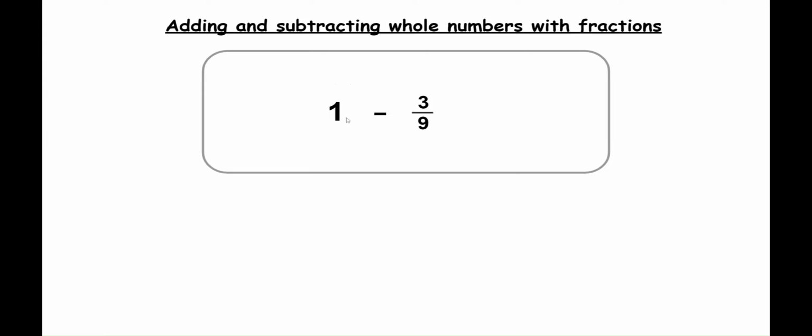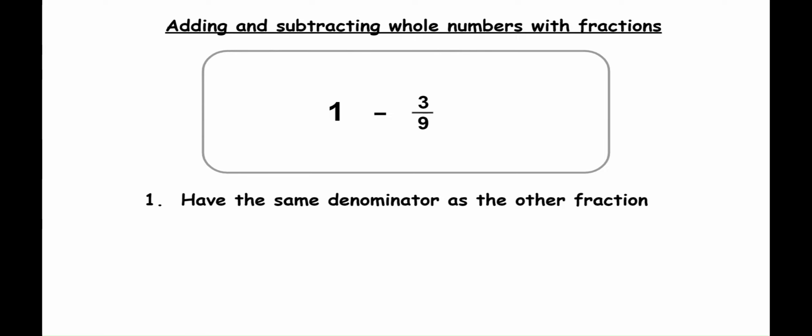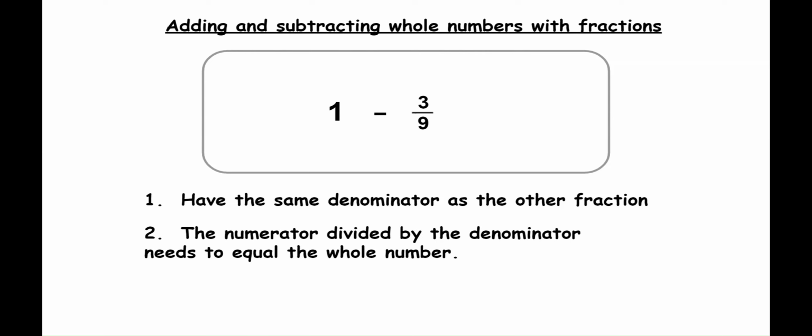Now, this issue can be fixed by changing the whole number into a fraction, but that fraction needs to have two of the following things. Number one, it needs to have the same denominator as the other fraction. And number two, the numerator of the fraction we're going to create divided by the denominator of that fraction needs to be equal to the whole number that we're changing it from. So it needs to be equal to 1. So how do we do that?